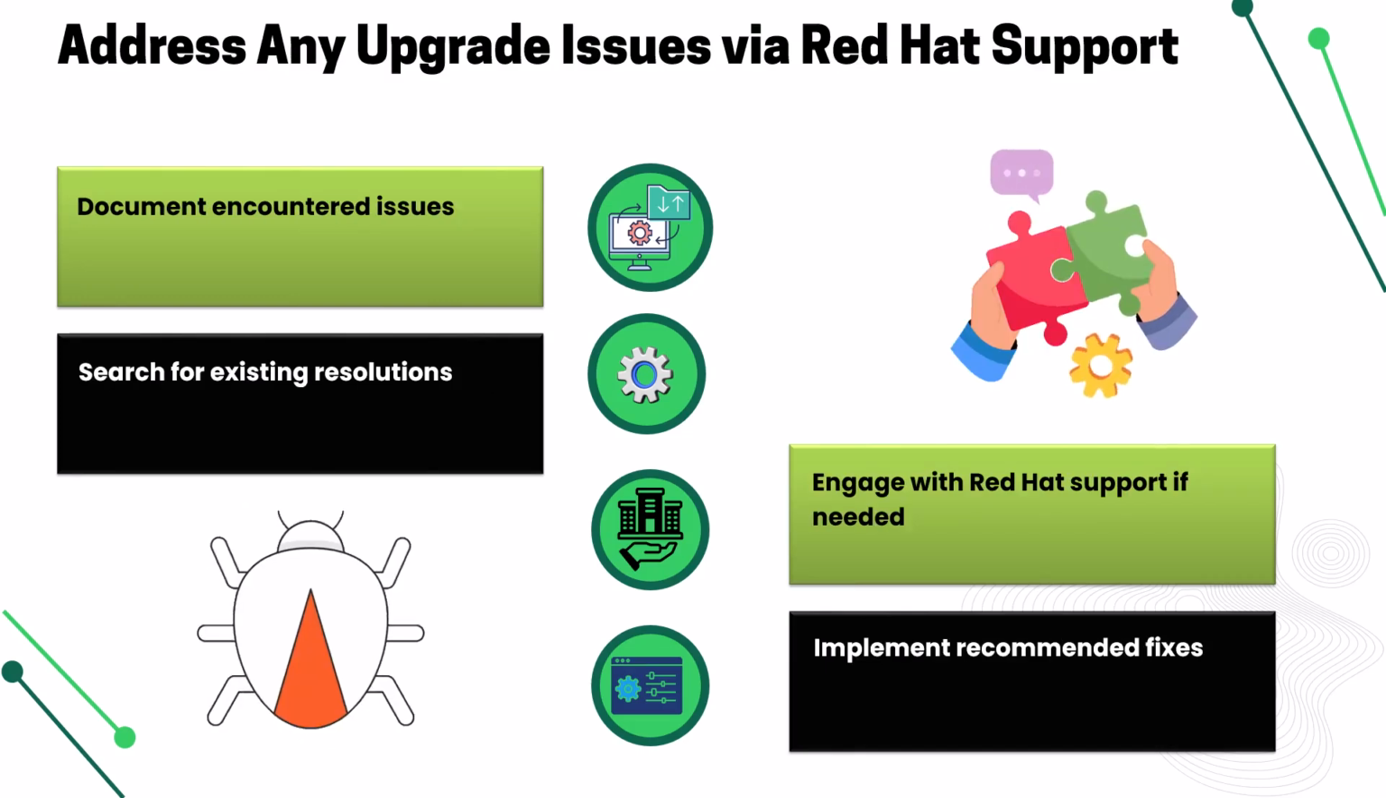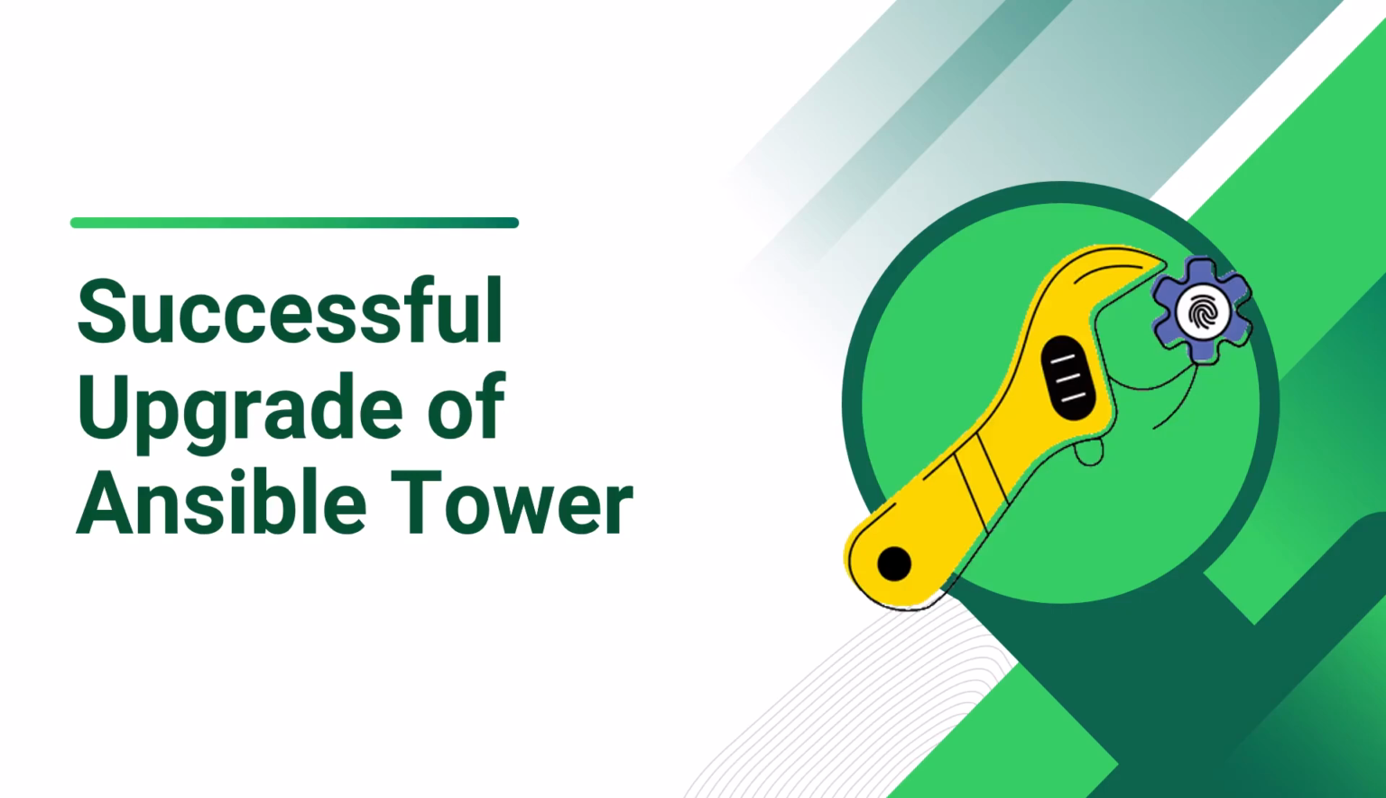Even with the best planning, hiccups happen. First, document issues like a pro. No vague "something broke" notes. Search for known resolutions, because someone else probably had the same problem. Reach out to Red Hat support if needed. They've seen it all. And finally, apply the fixes wisely, because solving one issue shouldn't create 5 new ones.